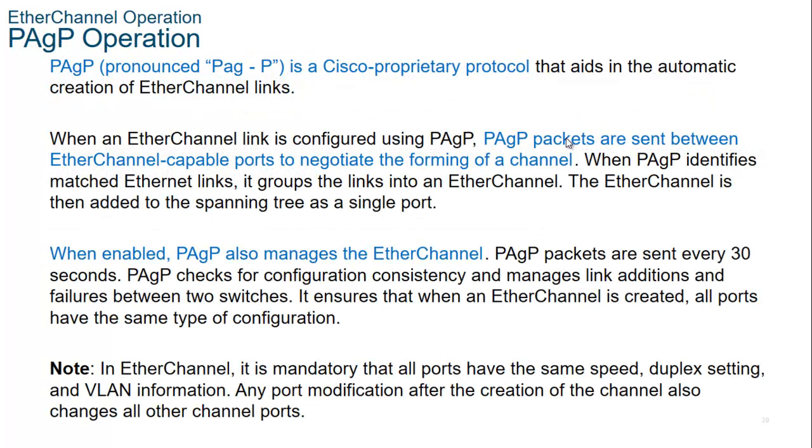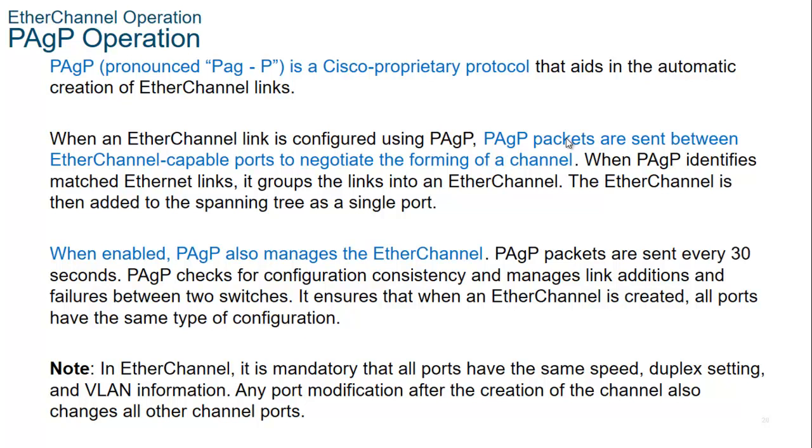Let's look at PAgP operation. PAgP is Cisco proprietary. It is created to aid in the automatic creation of EtherChannel links. When an EtherChannel link is configured using PAgP, PAgP packets are sent between EtherChannel capable ports to negotiate the forming of a channel. When PAgP identifies matched Ethernet links, it groups the links into an EtherChannel. The EtherChannel is then added to the spanning tree as a single port. When enabled, PAgP also manages the EtherChannel.